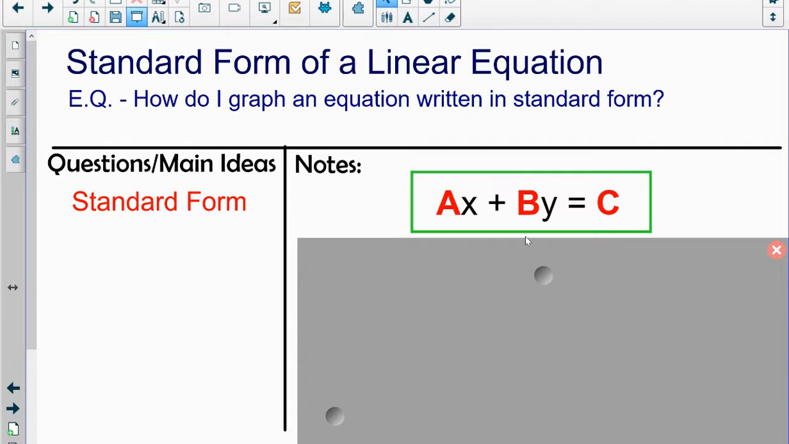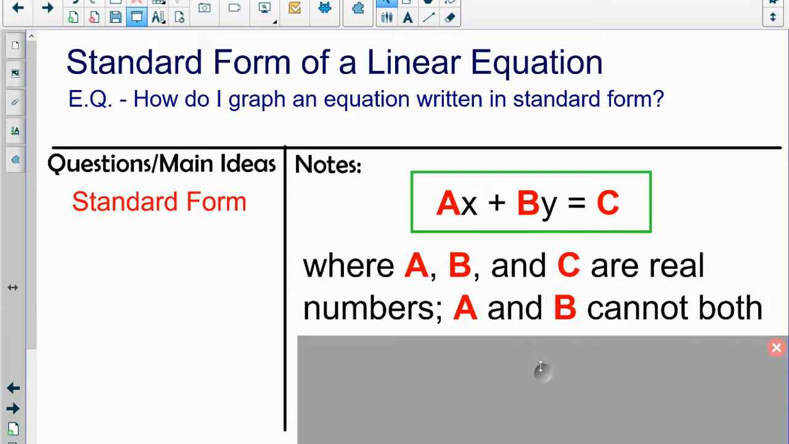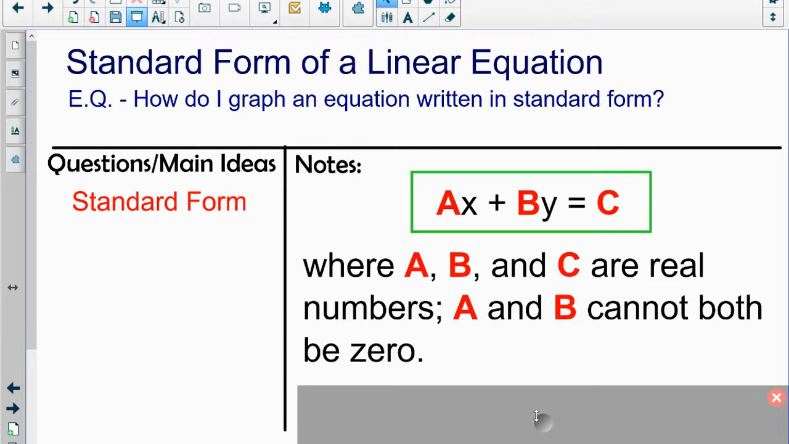So standard form is when you have this equation, ax plus by equals c, where a, b, and c are just numbers. It can be any real numbers, as long as a and b are not both 0 at the same time. I want you to recognize that in this equation, the x and the y variables are both on the left-hand side of this equation, and c is on the right-hand side.